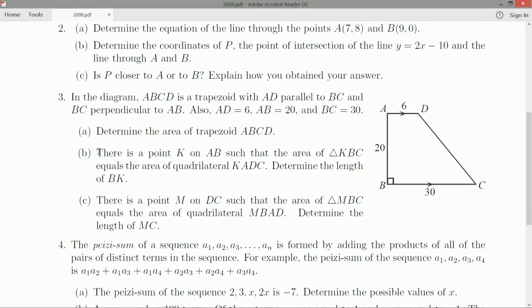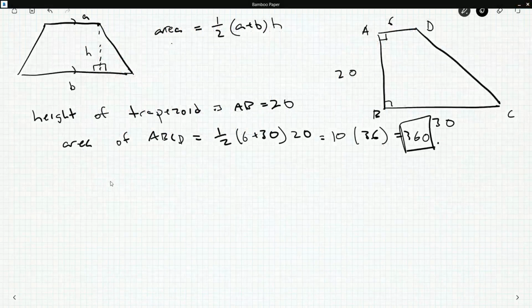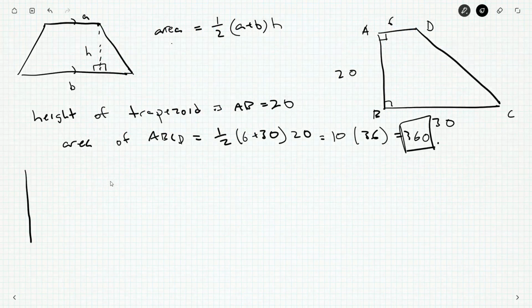Okay, so we've got part B. There is a point K on AB, so somewhere on this altitude here, such that the area of KBC, which will be a right angle triangle, equals the area of quadrilateral KADC, so basically whatever's left over. Determine the length of BK. Well, we'll draw a little picture to make things clearer, but I don't anticipate this giving us too much trouble.